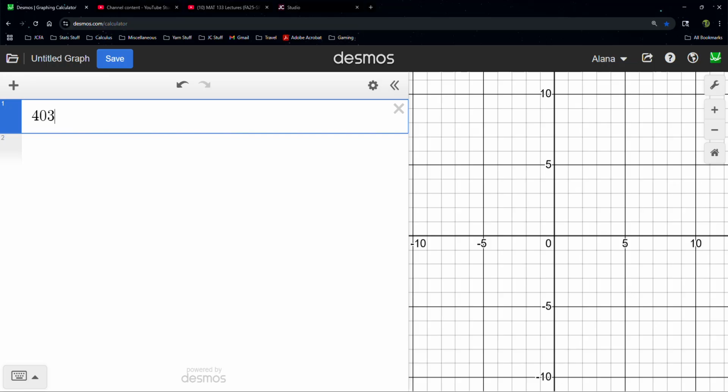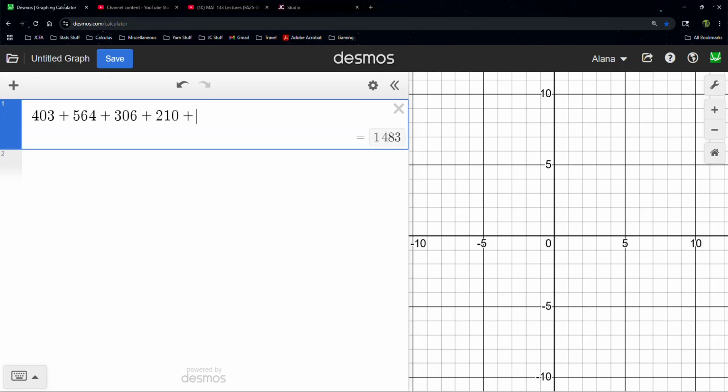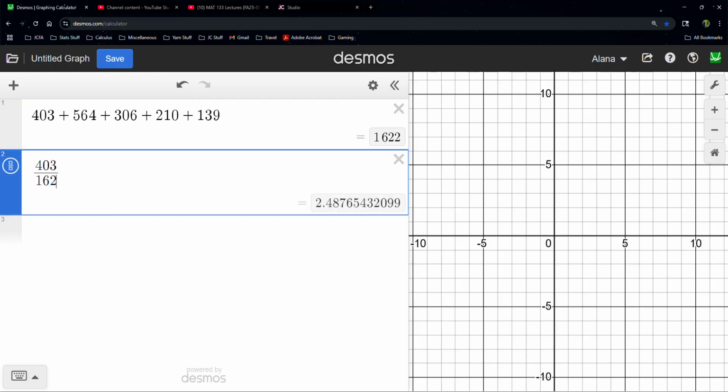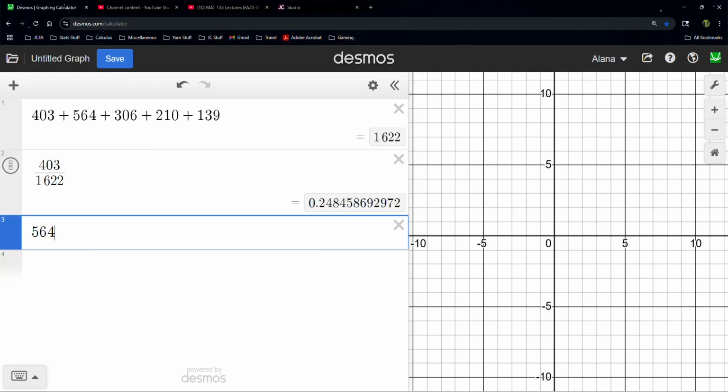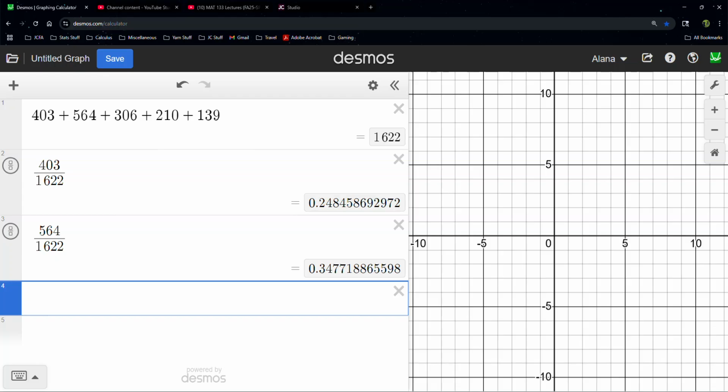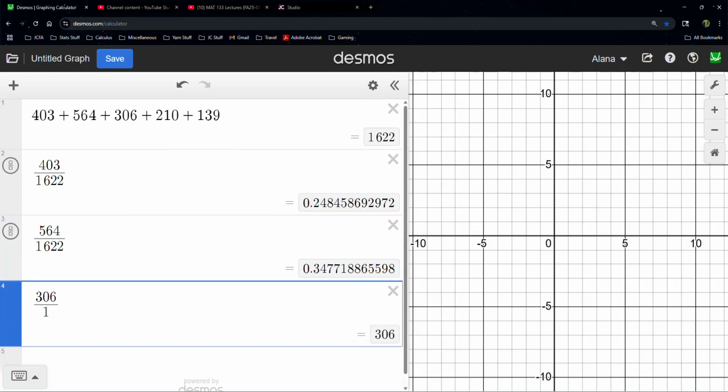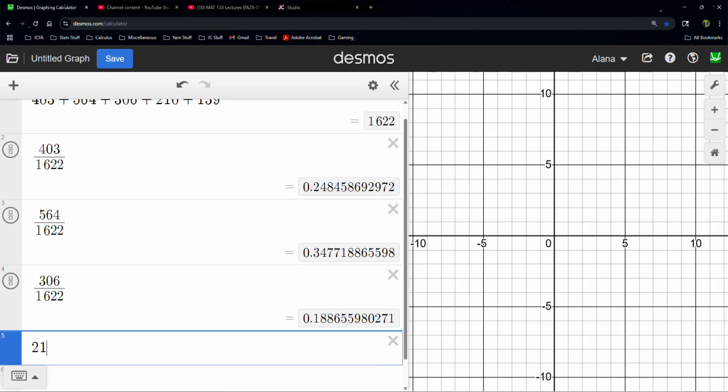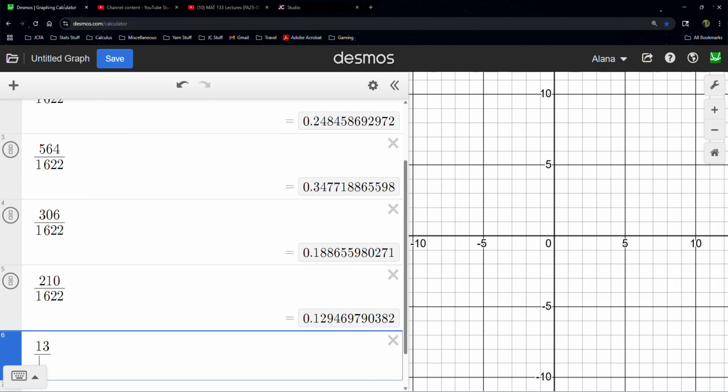So we make Desmos add 403 plus 564 plus 306 plus 210 plus 139, and we get a total of 1622. And then we're going to want to find all of these values divided by that total, because that's how we find relative frequency. We take the frequency and divide it by the total. We would round all of these to 3 decimal places because that's what it said to do. Oops, 139 over 1622. All right, there we go.